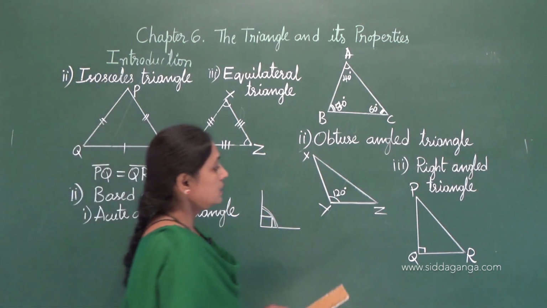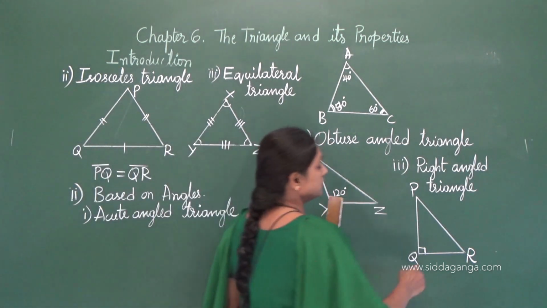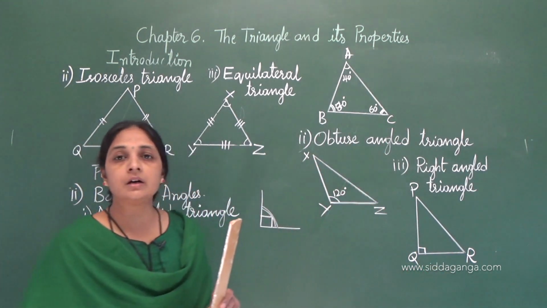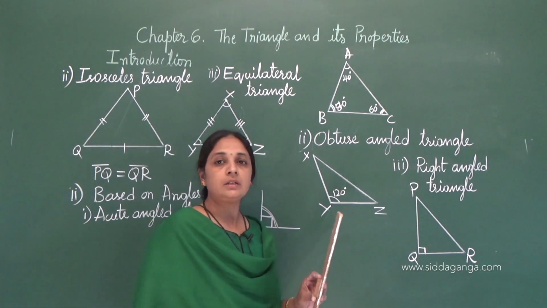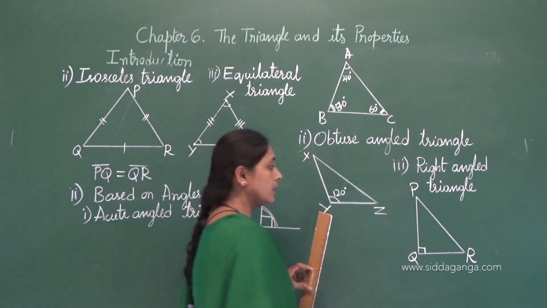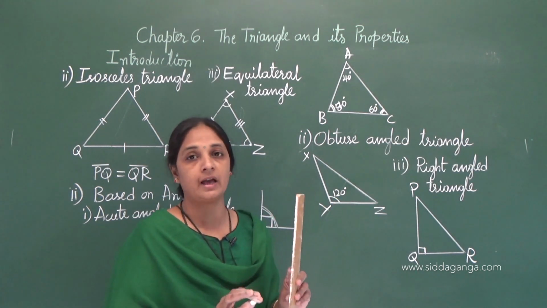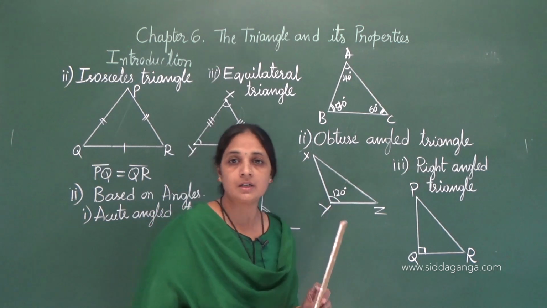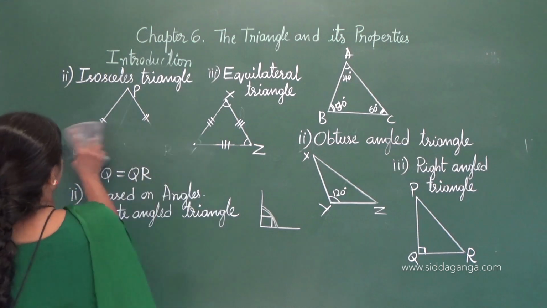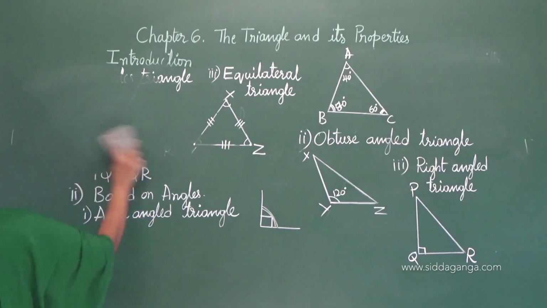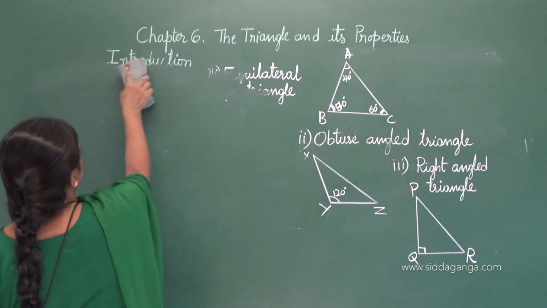Okay, so here at point Q a right angle is formed, and a triangle where one of the three angles is a right angle, equal to 90 degrees, is called a right angle triangle, and there must be only one right angle. If we take two right angles, then it doesn't make a right angle triangle. Okay, then let's move to the next.